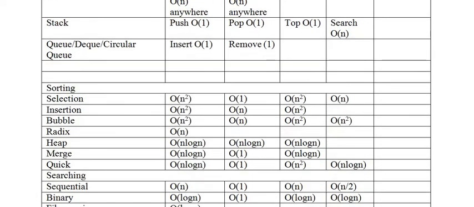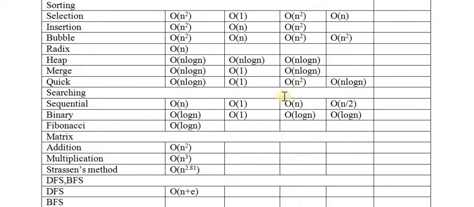Okay, and for sorting here, usually ordinary sorting like selection, insertion, bubble will take big O of n square in the worst case. And if you are going for radix, it is big O of n. Then if you are going for a special kind of sorting algorithm, surely it is n log n. Usually, in general, sorting takes big O of n square. You'll be using 2 for loops to work out the algorithm.